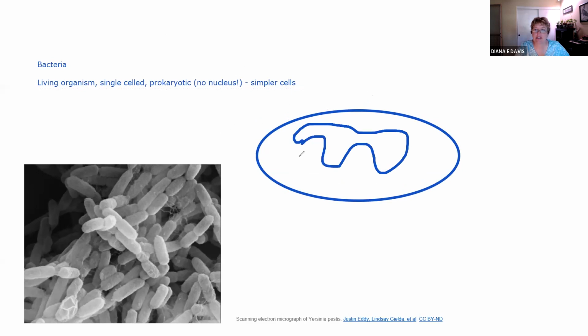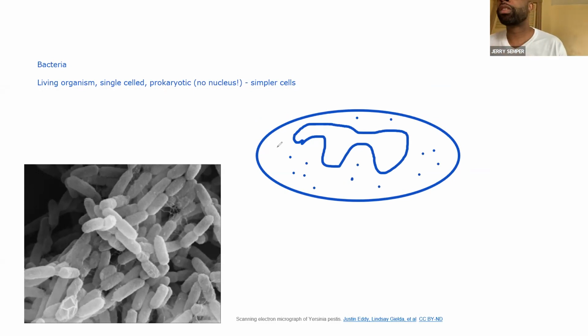It's a cell with circular DNA. So this is a genetic material. It's in a circle. And there are other things in the cell, but not a lot. No other really big structures involved. No organelles? I remember no that. Organelles. Are those dots you just drew ribosomes? Yes. Mm-hmm. Yep.